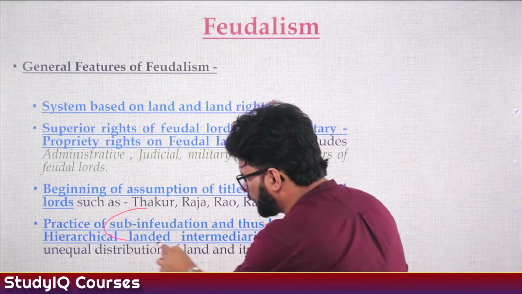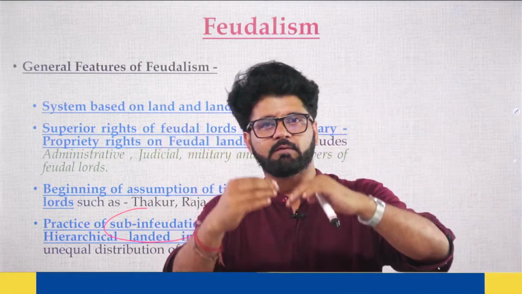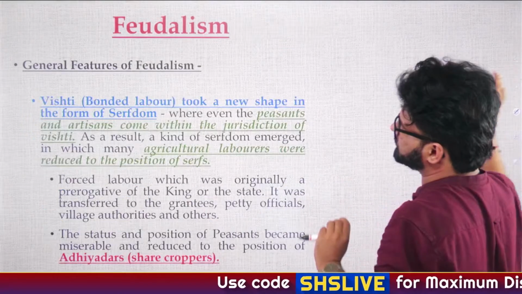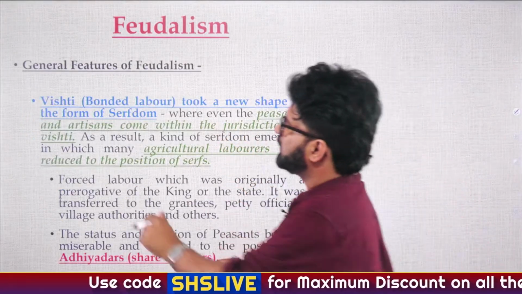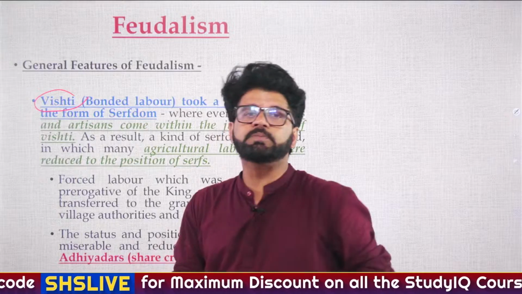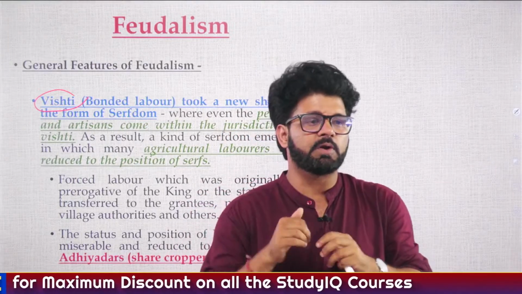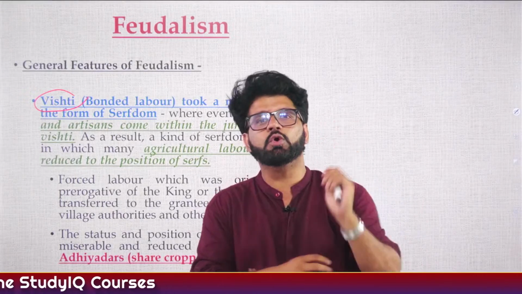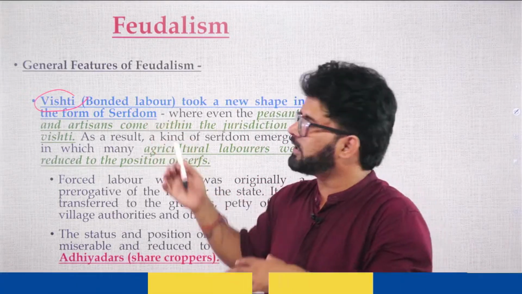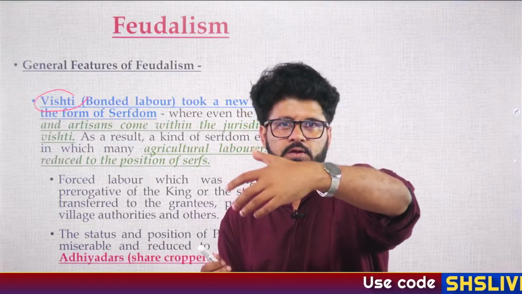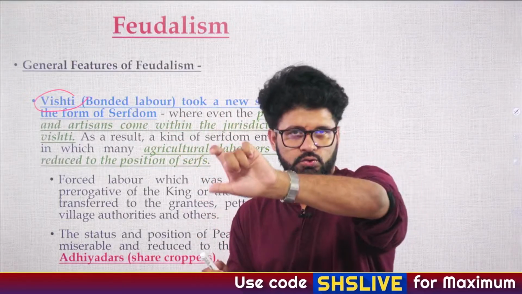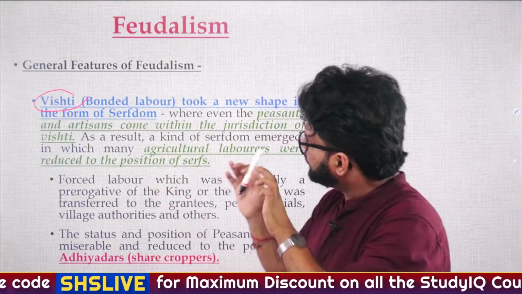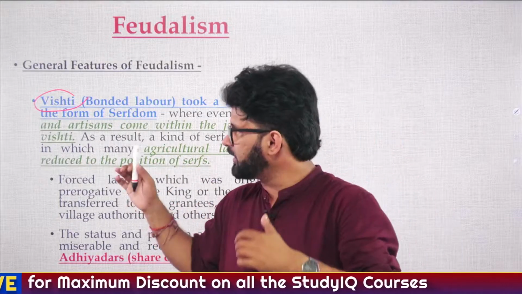Practice of sub-infeudation we have discussed. The king gave land to one person, he gave it to another, and this will go on and on. We'll talk about some very interesting features here. Vishti or bonded labor. See, during the Gupta period also, the feature of Vishti, bonded labor, was there. And during the Gupta period, Vishti or this bonded labor was seen as a service to the kingdom. You are doing a service to the king and you are doing a certain amount of Vishti or bonded labor. And this process went on and on during Indian feudalism.